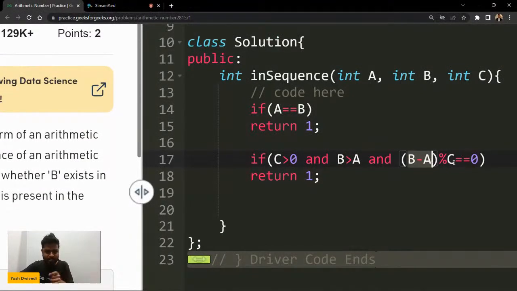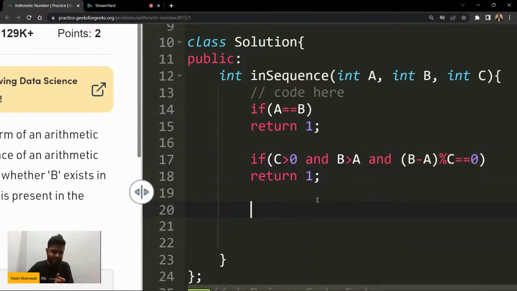And if b minus a mod c is zero, meaning it is divisible, then in that case it will return 1. Is that clear, guys? Please let me know. Is it clear to everyone? Okay, Rishit is clear with it.